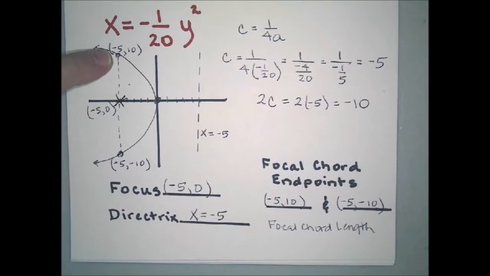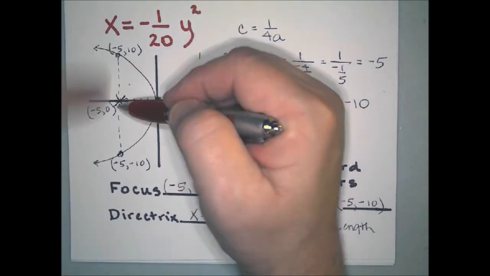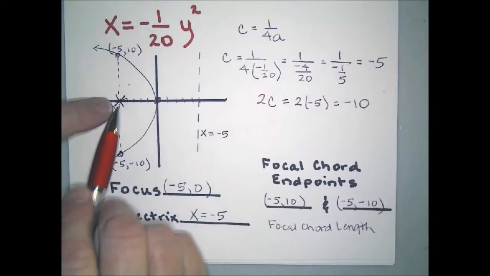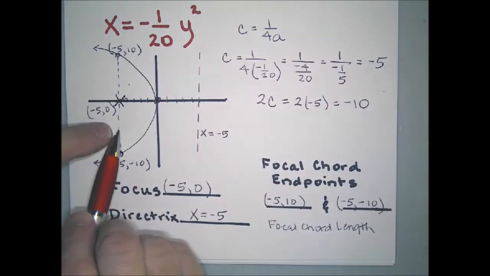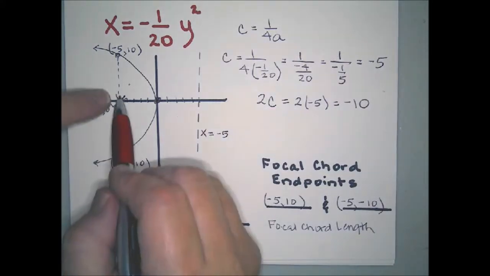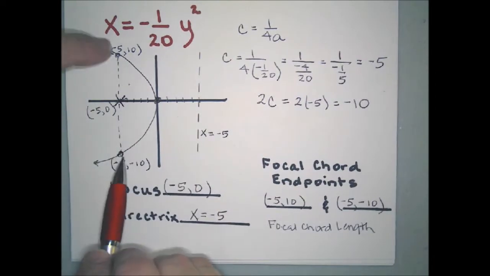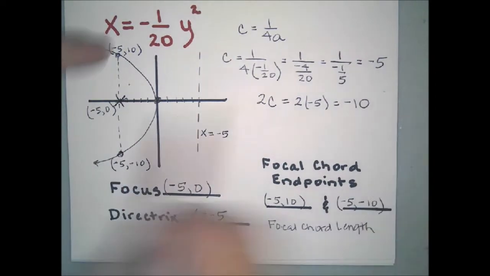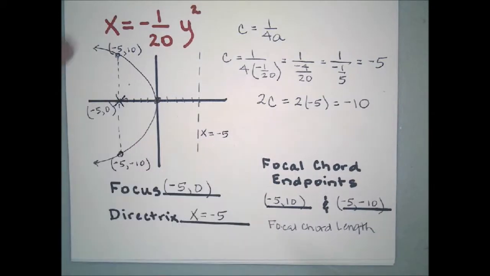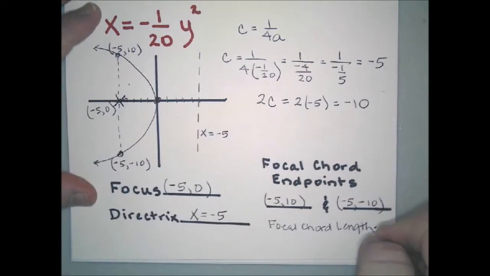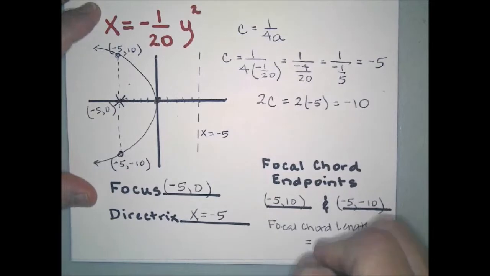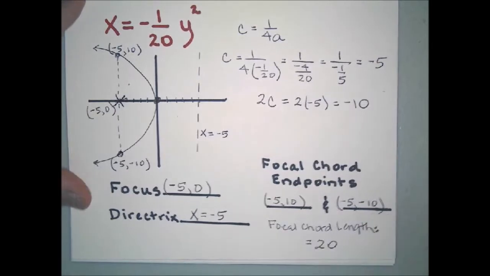Well, that's just the total distance of the entire focal chord. Now, if I went 10 steps down, because that's 2c, and I went 10 steps up because that's also 2c, then it's just 4 times c, which is 20. So I went 10 down, 10 up. So my focal chord length equals 20.